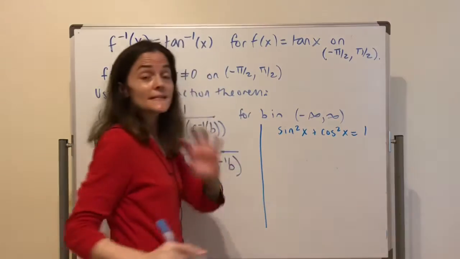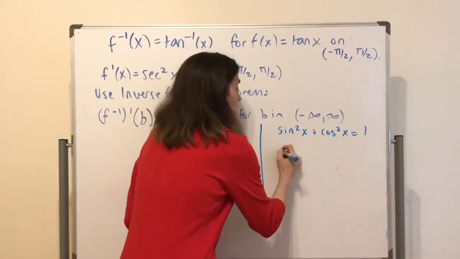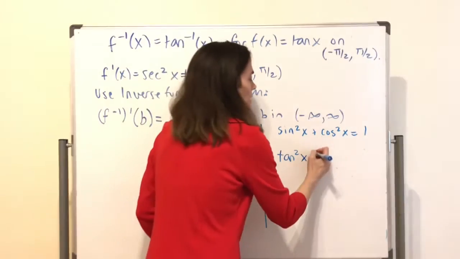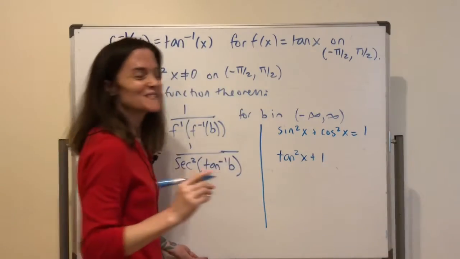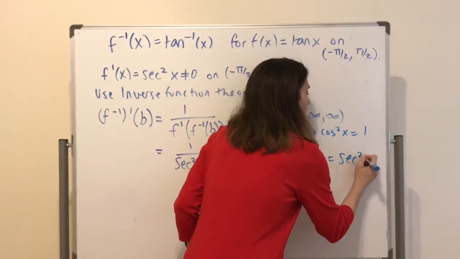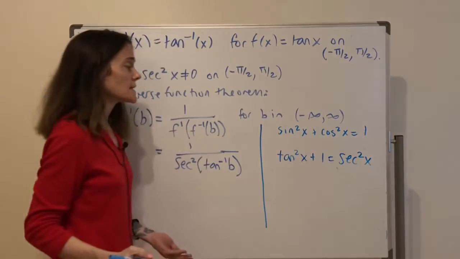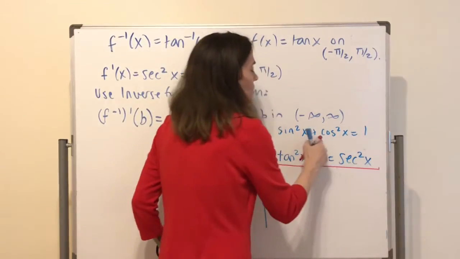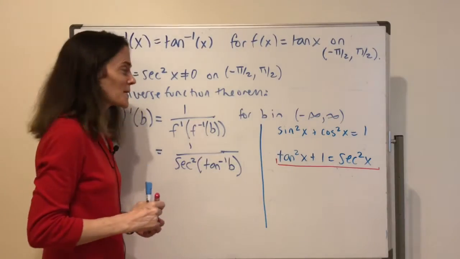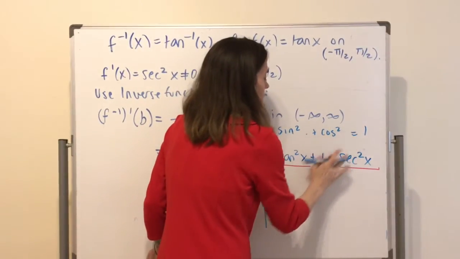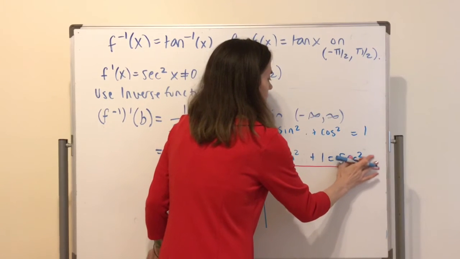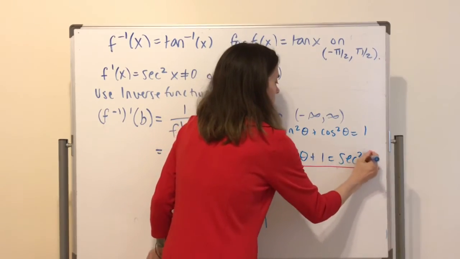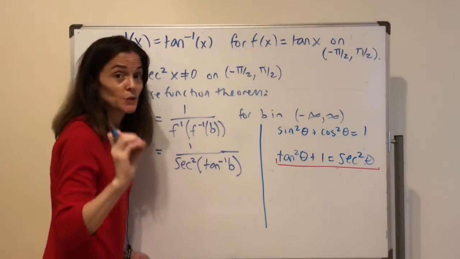If we divide this entire equation by cosine squared, we get sine squared over cosine squared, which is tangent squared. We get cosine squared over cosine squared, which is 1, and we get 1 over cosine squared, which is secant squared. So this is another trig identity, and it follows directly from this one. Let me change these two. Okay, I just changed those to theta.